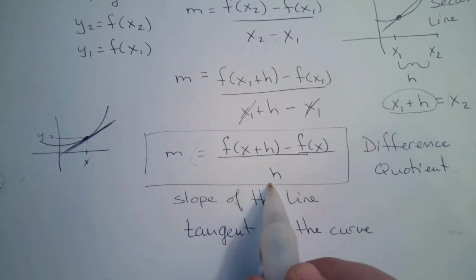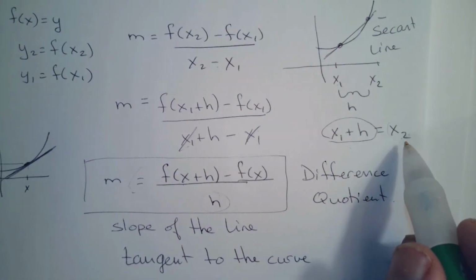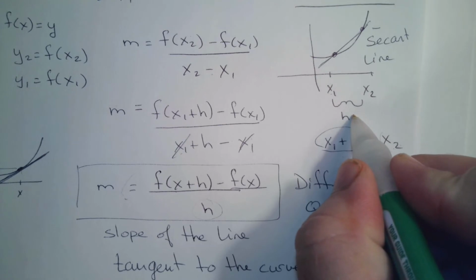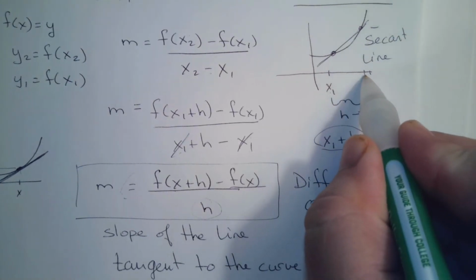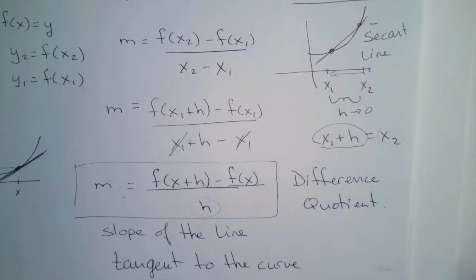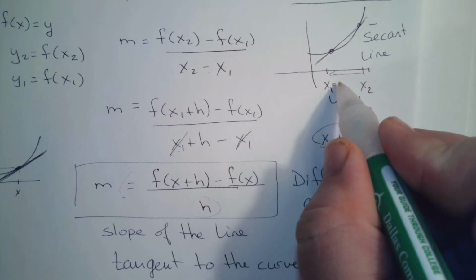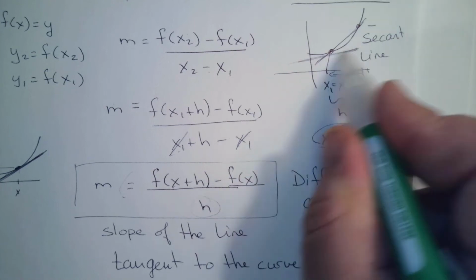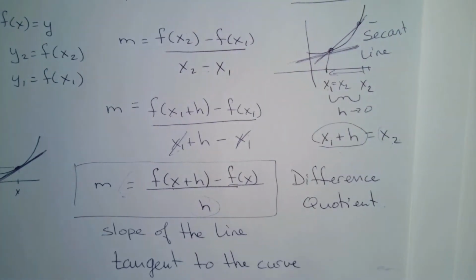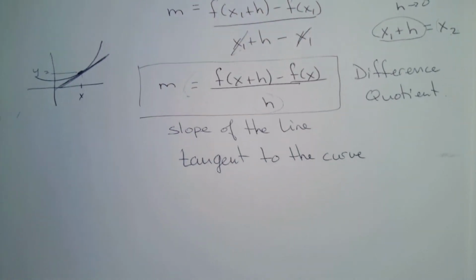So now, why is this important? As h is the distance between x1 and x2, as h goes to 0, that means these 2 points get closer and closer together. Eventually, x1 equals x2. They're the same point, and then we can figure out the slope. That's our whole objective. That's what this whole first section is about.